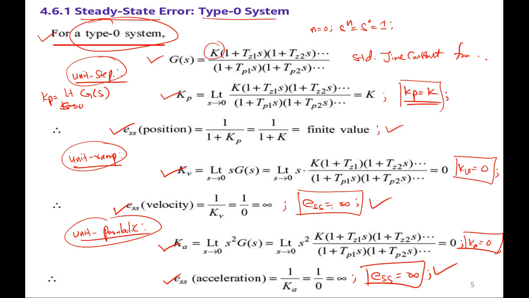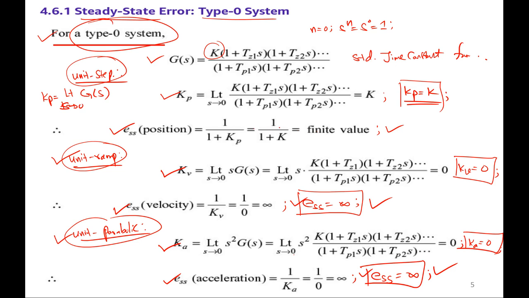Actually the steady state error should be 0, because whenever the steady state error is 0, the system has attained the final value without any error, meaning there is no difference between the desired output and the actual output. But if I apply unit ramp or unit parabolic, I get infinite steady state error, so I should avoid these inputs for a type 0 system. But I can apply the unit step input, though here the steady state error is not 0; I get some finite value.